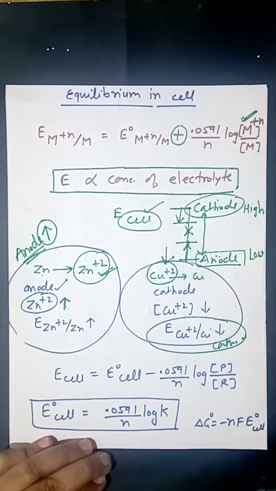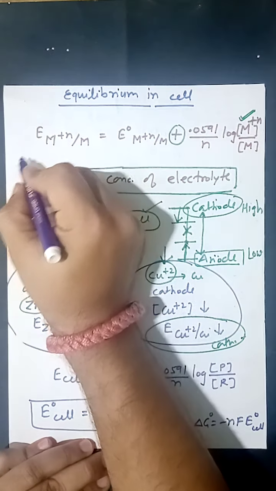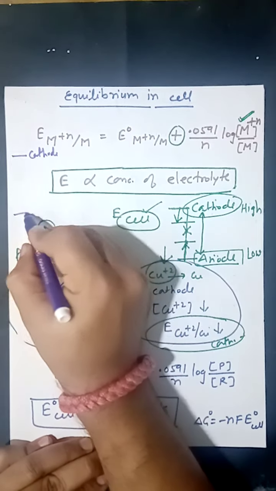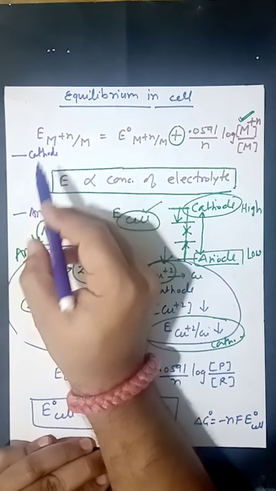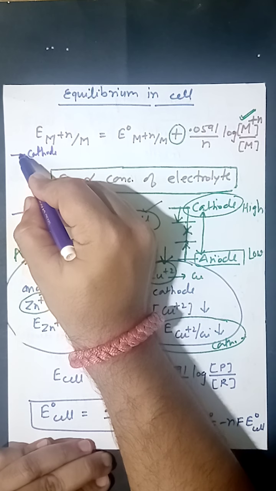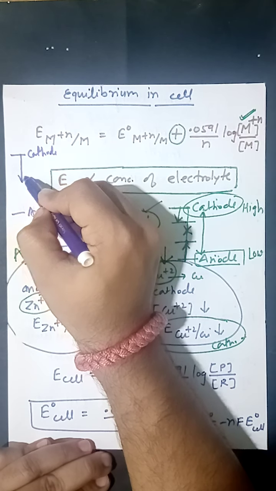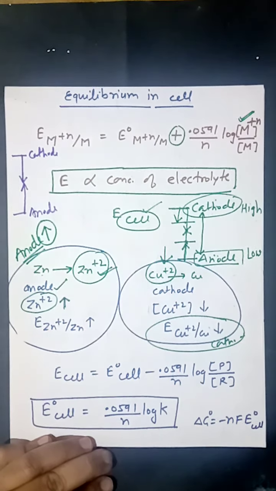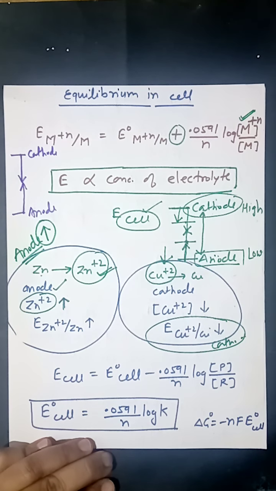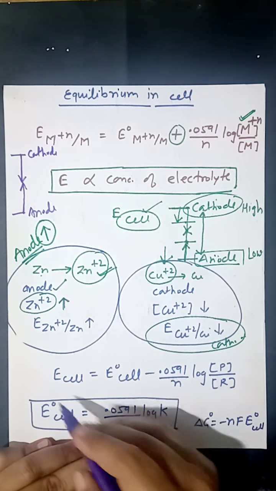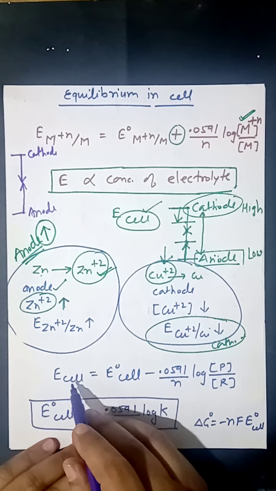I repeat, once the reaction starts, look here, this is the potential of cathode and this is anode, and the difference we know as cell potential. Once the reaction starts, the potential of cathode continuously decreases and the potential of anode continuously increases. So after some time, the potential of cathode and anode becomes equal, and this particular point is known as equilibrium in cell reaction. At equilibrium, you can use the Nernst equation.